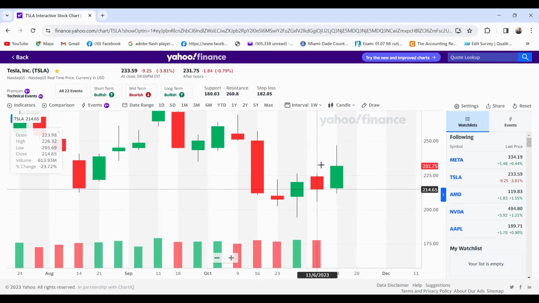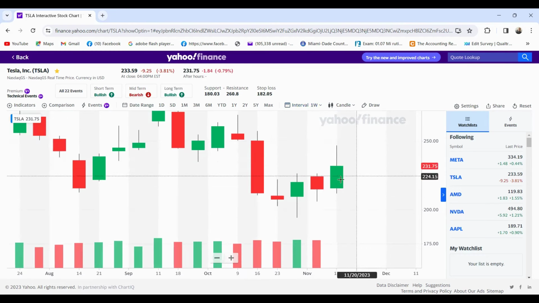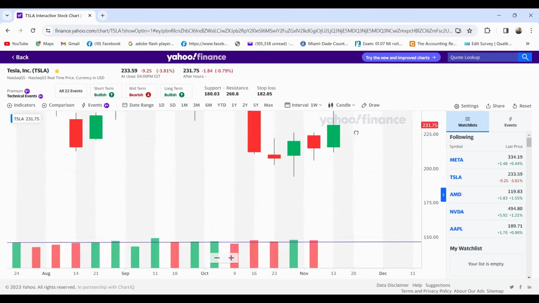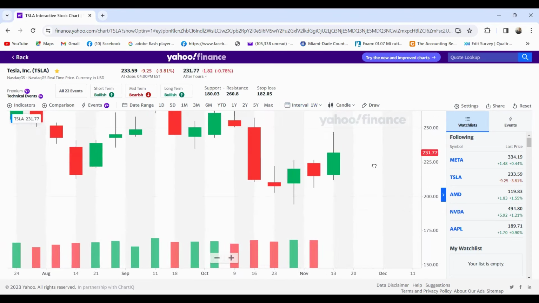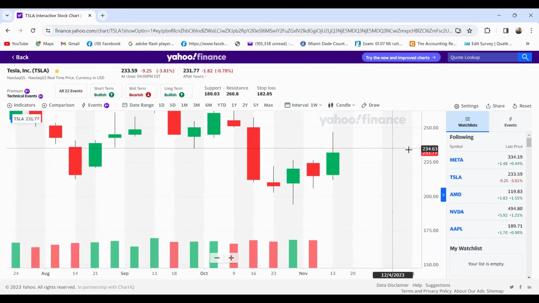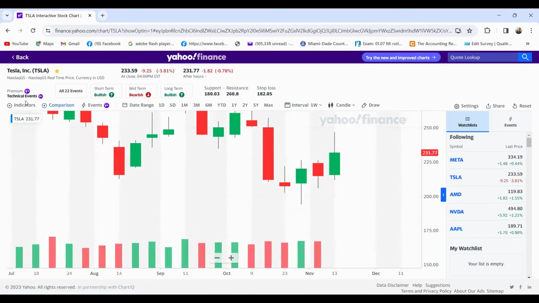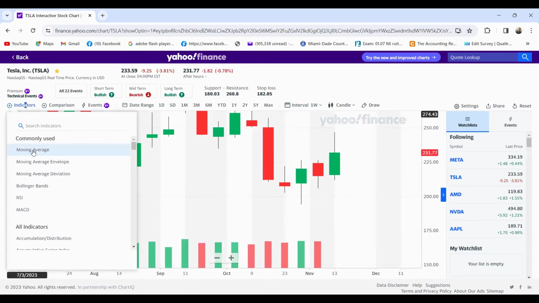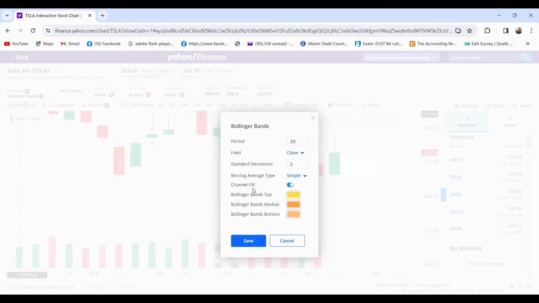The only thing that we have here are candles, and we have an interval of 1 week, meaning each candle represents 1 week. So now, when you want to add the Bollinger Band, just click on indicators. I'm going to show you, just click here, indicators, and you add Bollinger Band. This is the Bollinger Band. You can paint them, that means you can put any color.